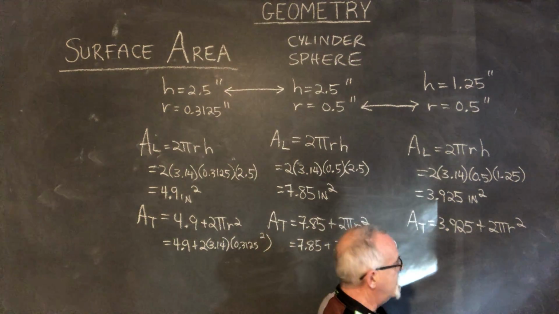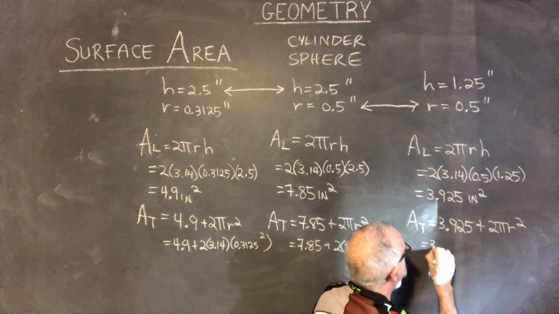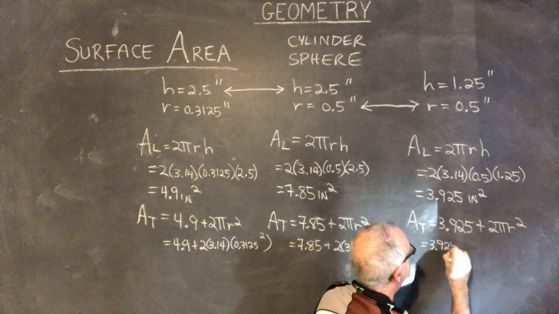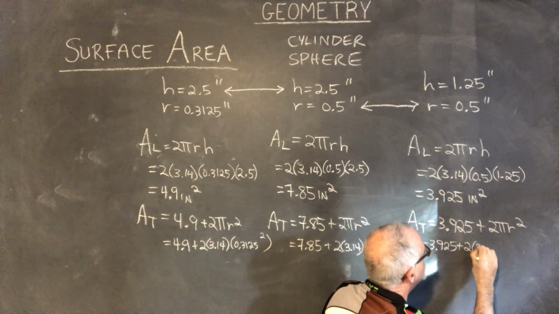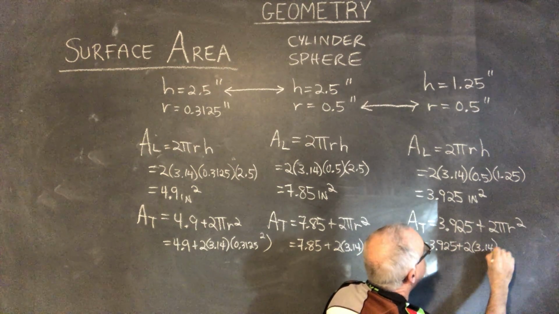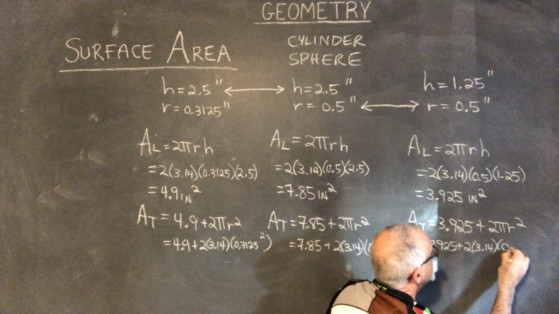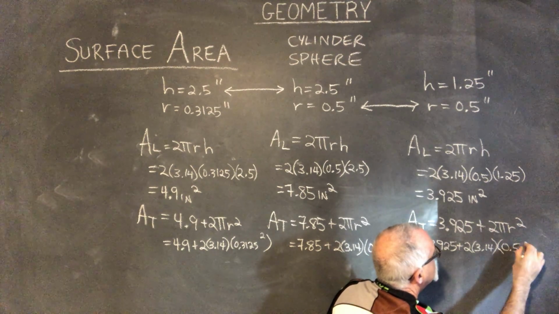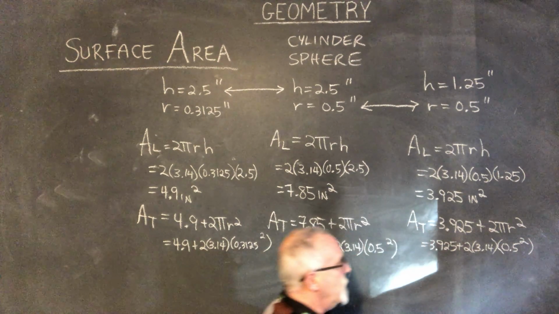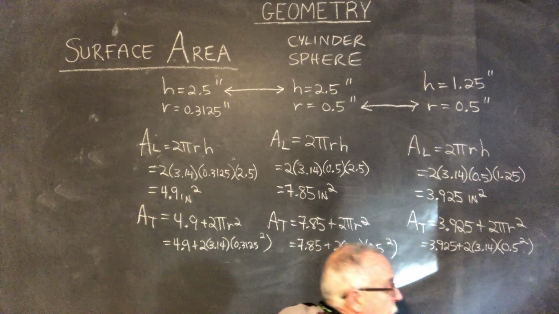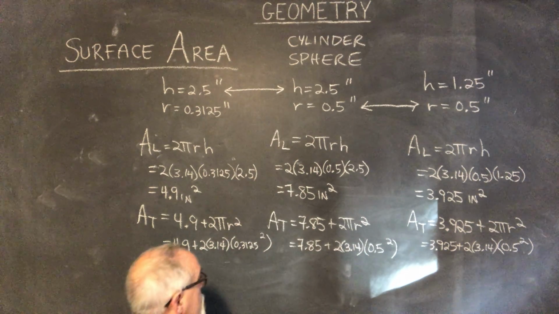It's a good thing this chair has wheels. Equals 3.925 plus 2 times 3.14 times, and the radius is 0.5 again, 0.5 squared. Woo! I'll grab my calculator while I'm over here because that's where it was.